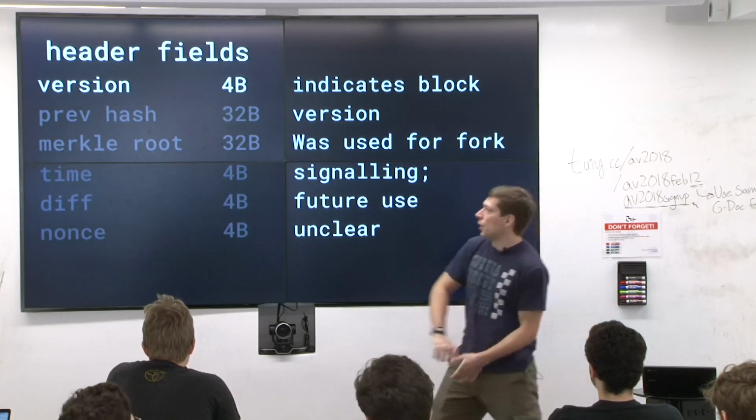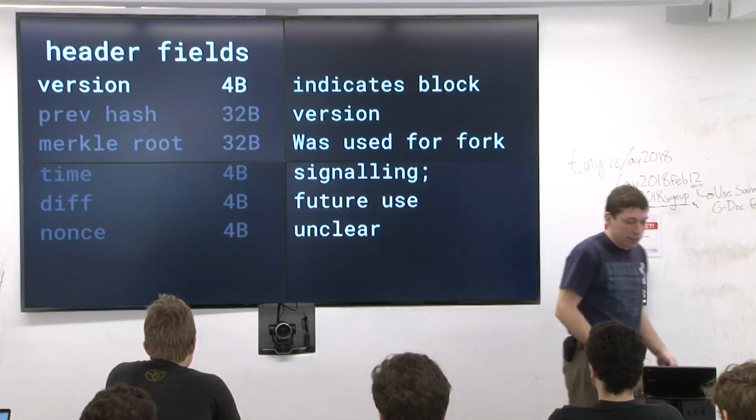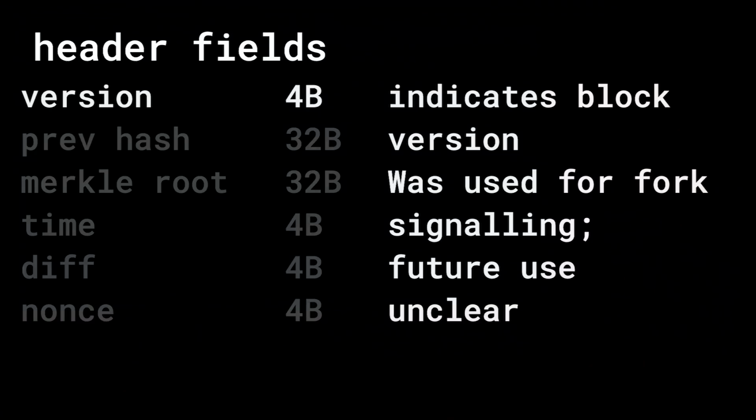But the main two are previous hash and Merkle root, right? And then I'll talk about the other things. So there's also a version field right at the beginning. It's 4 bytes. It indicates block version.